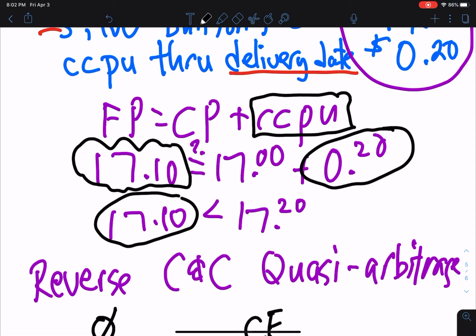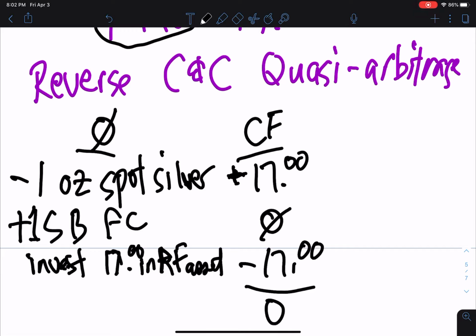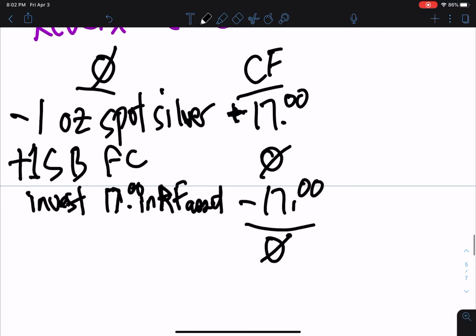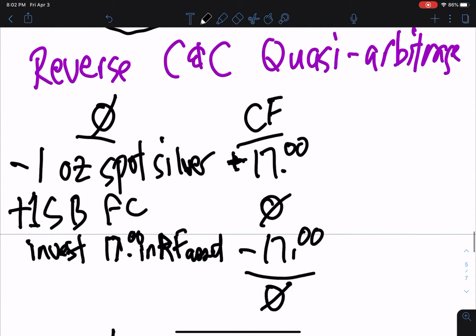Okay, the delivery would be coming up maybe next month. That's specified in the contract. And then we're going to invest $17 in a risk-free asset. Okay, so there's minus 17. So when we do this, there's no cash outlay right now. We've got $17 invested. Well, what happens at date 1? When all's said and done, what happens at date 1? See how the arbitrage works.